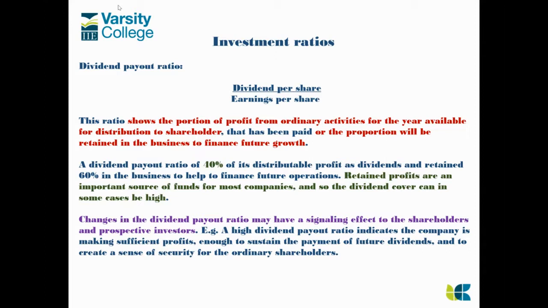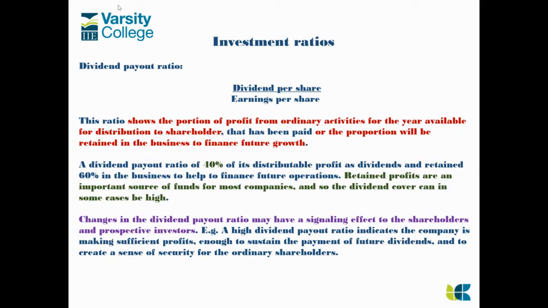Remember, the profit that has been attributed to ordinary shareholders divided by the number of shares allocated to ordinary shareholders. That's earnings. How much earnings are allocated to these guys? And then the number of shares. You get that? Earnings for each share. Then dividends per share. Okay. That's your dividend payout ratio.